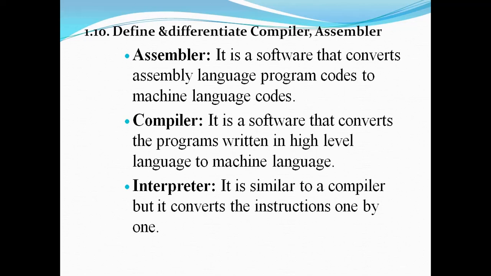See next, interpreter. So interpreter is similar to compiler, but it converts the instruction one by one. Compiler converts the total program at a time from high level language to machine language, but in the case of interpreter, it converts the instructions one by one, one after another instruction. That is called interpreter.